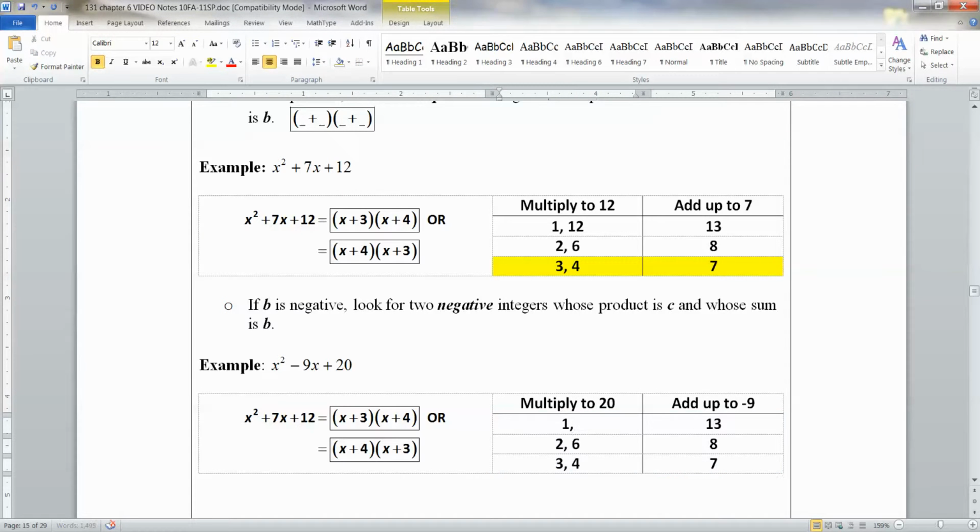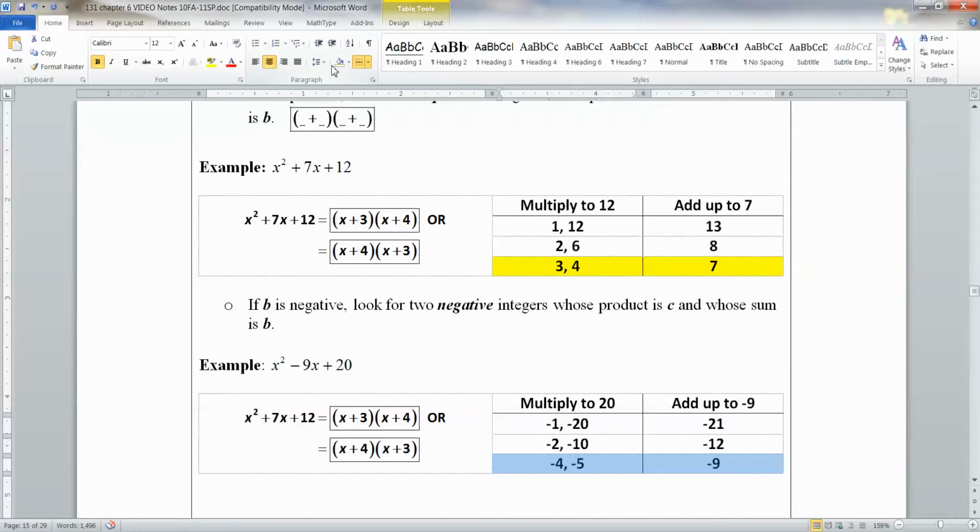Let's see what I can do. I could do 1 and 20. That would make 21. Or I could do 2 and 10. That would make 12. Oh, I'm sorry, these both have to be negative. I need negative numbers. Negative 2 and negative 10 would multiply to positive 20 because they're both negative, but they'd add up to negative 12. Let's go negative 3 and, nope, nothing. How about negative 4 times negative 5? That makes negative 9. There it is.